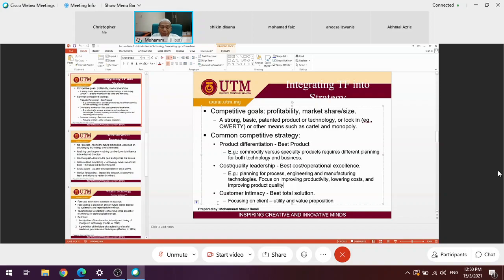Okay, next, customer intimacy or best total solution. Total solution means that you are focusing on the client. You have customer intimacy, after sales service, or even the best service, or value proposition to the customer. People will prefer to use your service due to utility, people satisfaction or customer satisfaction.